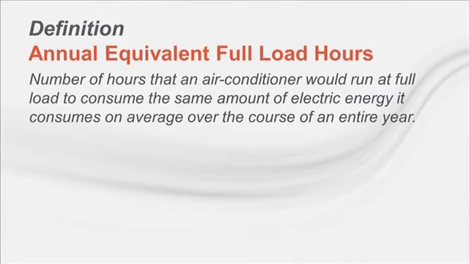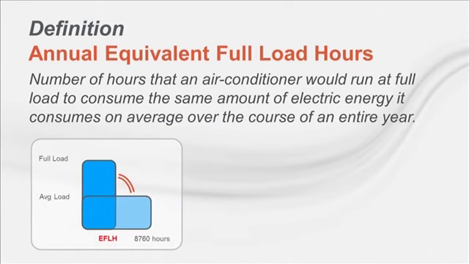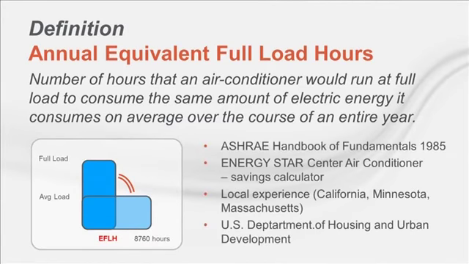Here's what I found for annual equivalent full load hours. The equivalent full load hours means the number of hours an air conditioner would run at full load to consume the same amount of electric energy it consumes on average over the course of an entire year. This diagram might help to understand the equivalent full load hours. The area of these two shaded blue colors represent annual electric energy that should be the same. The equivalent full load hours could vary by the data source. Here's a list of various sources.